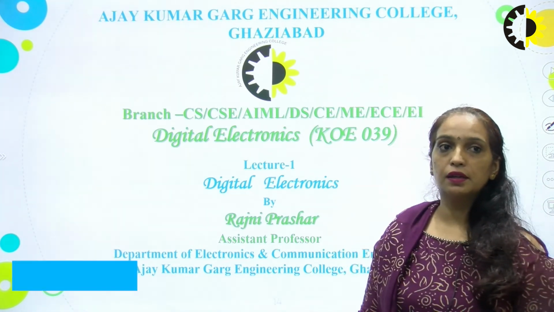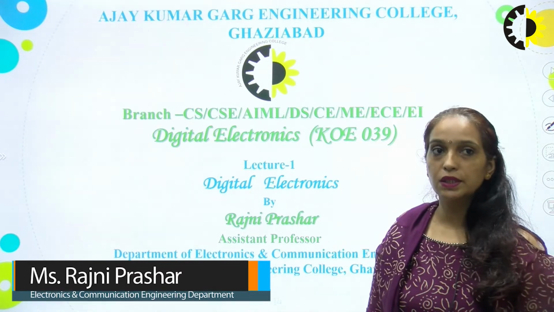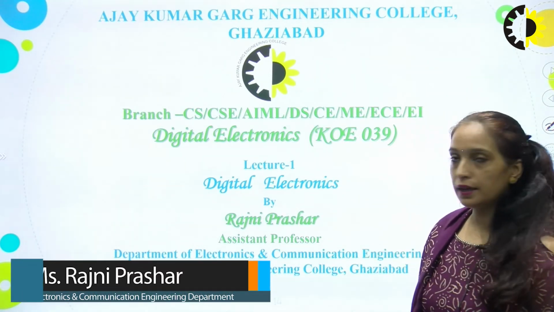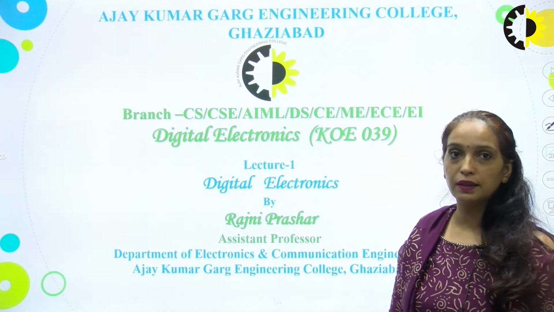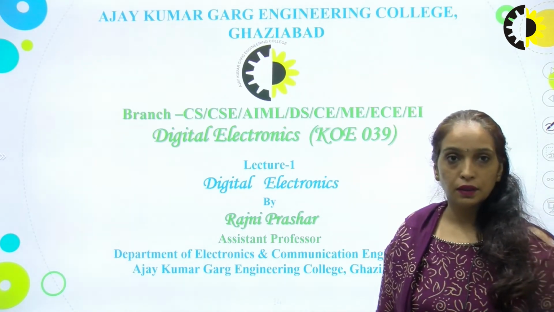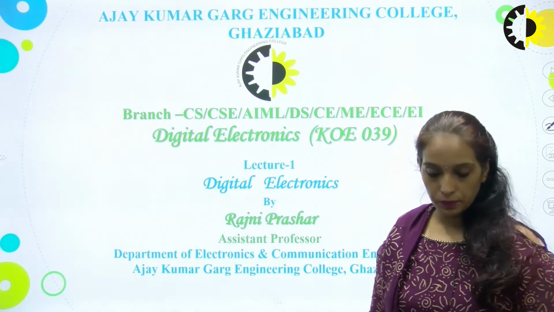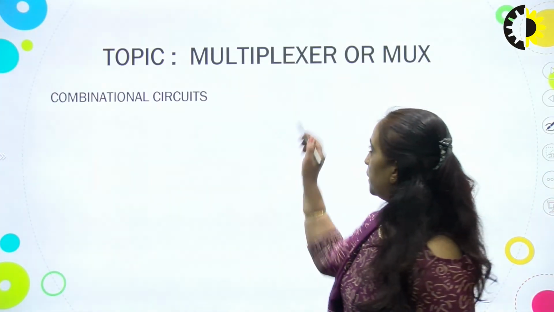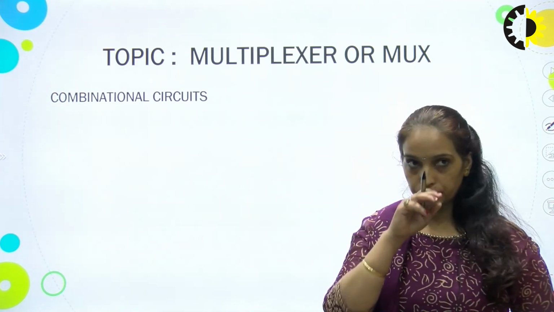The subject is digital electronics, which is covered in mainly all the branches of computer science, AI, ML, data structures, civil, mechanical, electronics and instrumentation branch. So the topic which we are going to cover today is the multiplexer or MUX.